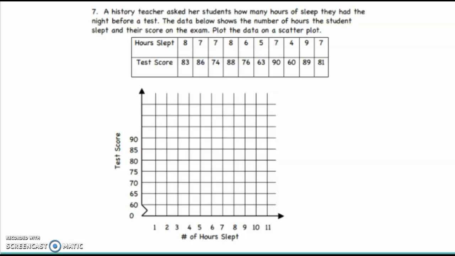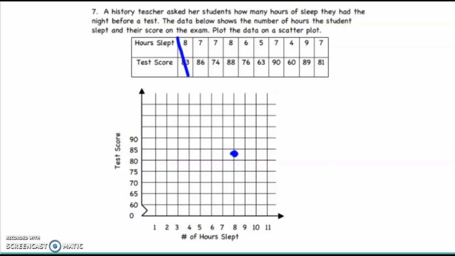Okay, so I already have the scatter plot created here with hours slept along the bottom on the x-axis and the test scores on the side on the y-axis. So I'm going to start with 8 hours and a test score of 83. So I can go here and go up to about 83. Then I'm going to move on. I like to kind of X them out so I don't do any doubles.